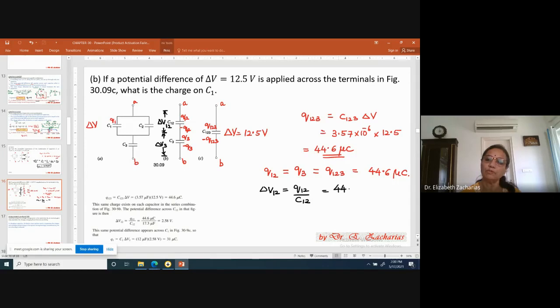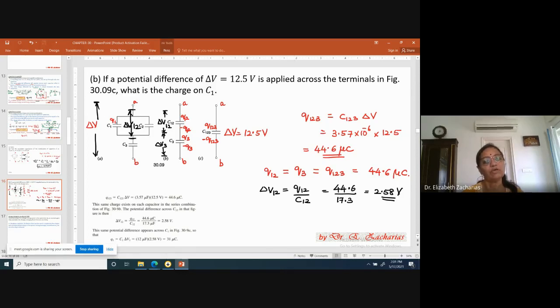Or this becomes 44.6 micro divided by C12. C12 I had already done, that was 17.3. Micro cancels out, so I get 2.58 volts. So delta V12 is 2.58 volts. Now this just means that between this point and this point, the potential is delta V12. Between this and this, it is delta V.